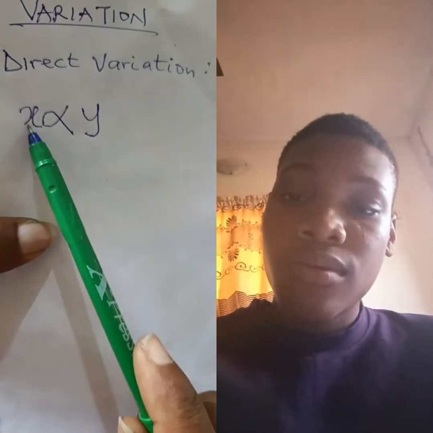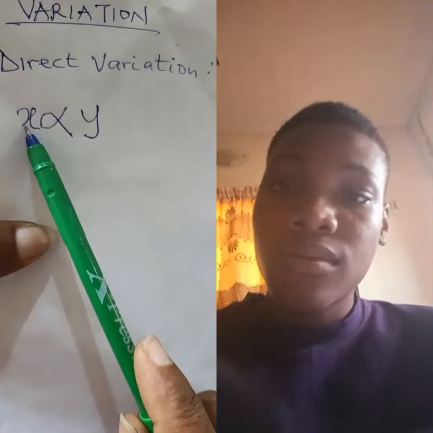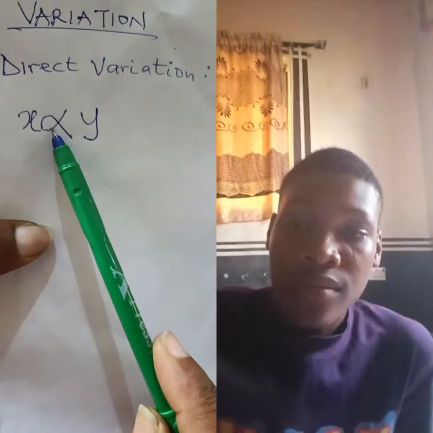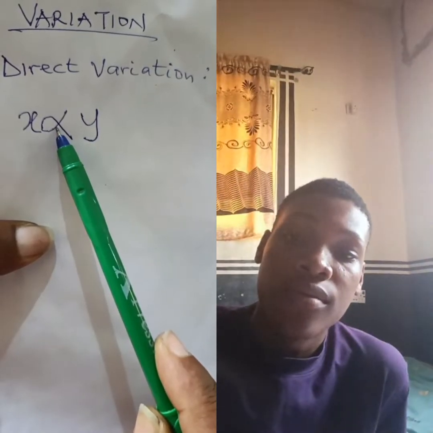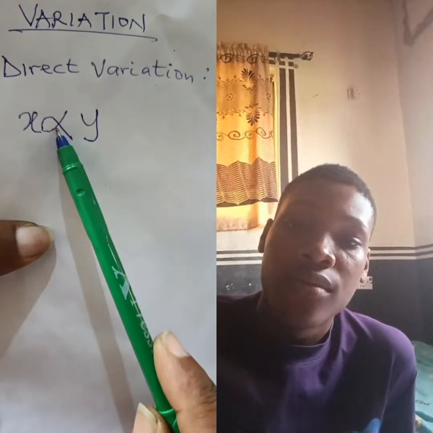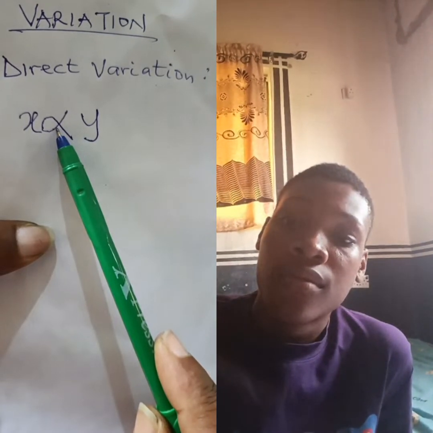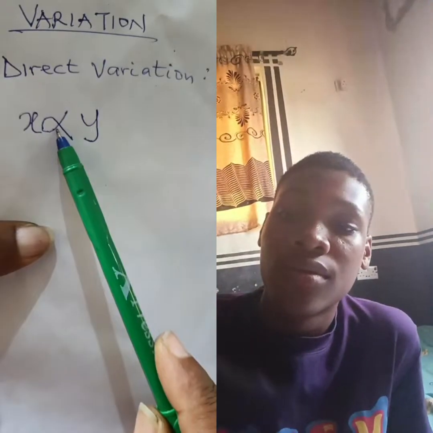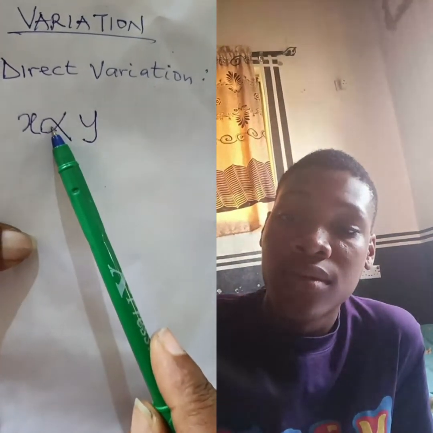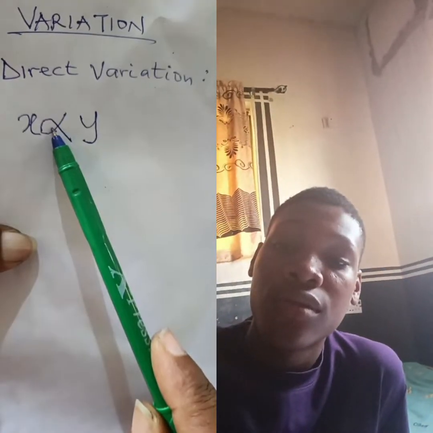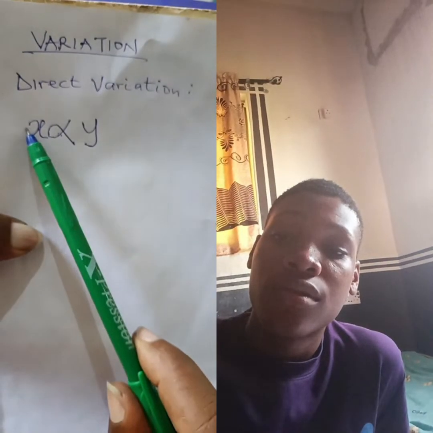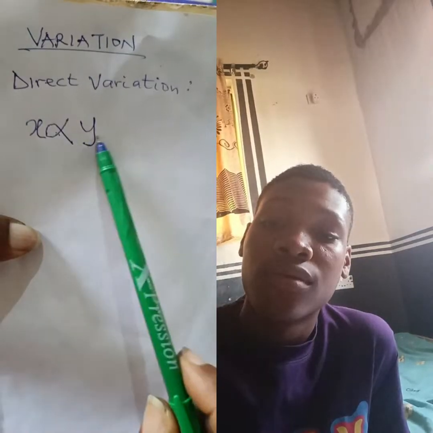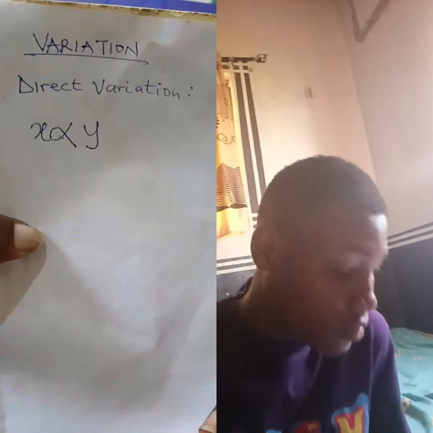This sign or symbol is a symbol of variation. This is a symbol of variation or proportion. Can you hear me? Yes, I'm hearing you. This symbol is the symbol of variation or proportion. So if I tell you that x varies as y, this is how you write it. Is that clear? Yeah.